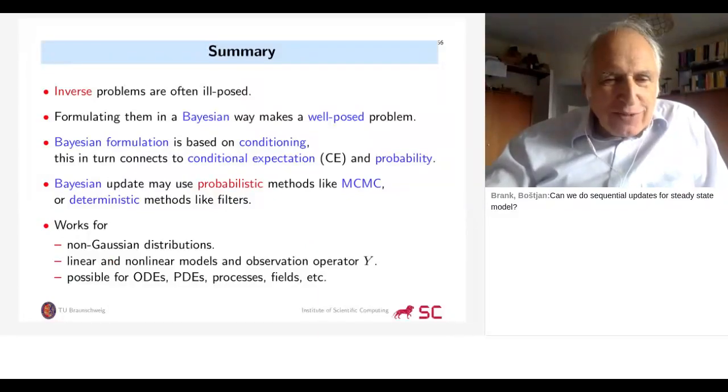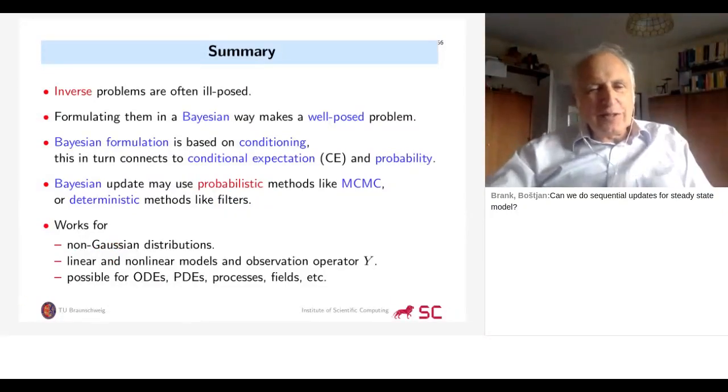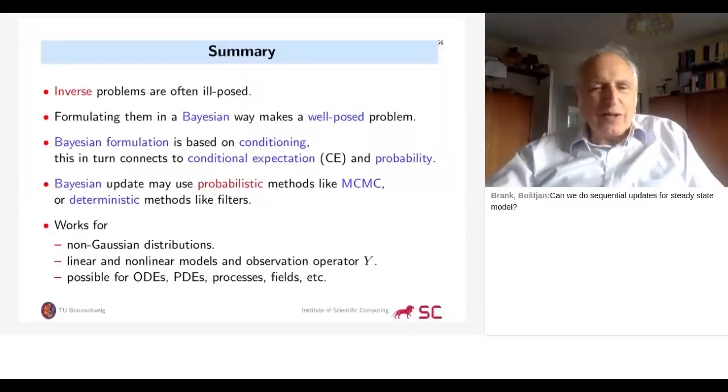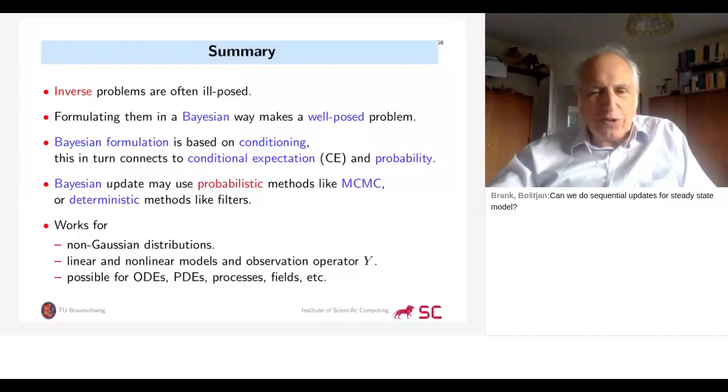Can we do sequential updates for a steady state model? Yes, Bostian, we can do steady state updates. And the following is the different times, so to speak, are different experiments. You have a steady state model, but you do different experiments. You change the loading, okay? So you're looking at steady state, but you do this experiment and then you do another experiment. So these are the different experiments, and there are different measurements and different updates. So this is sequentially updating for steady state models. The model itself doesn't have to have any dynamics.